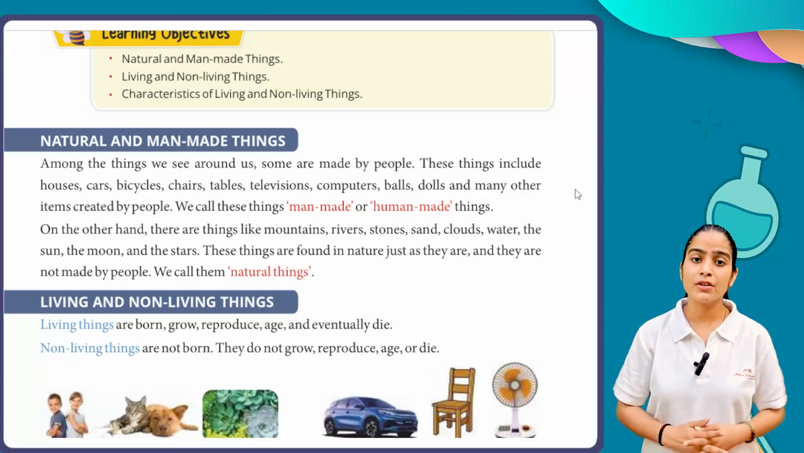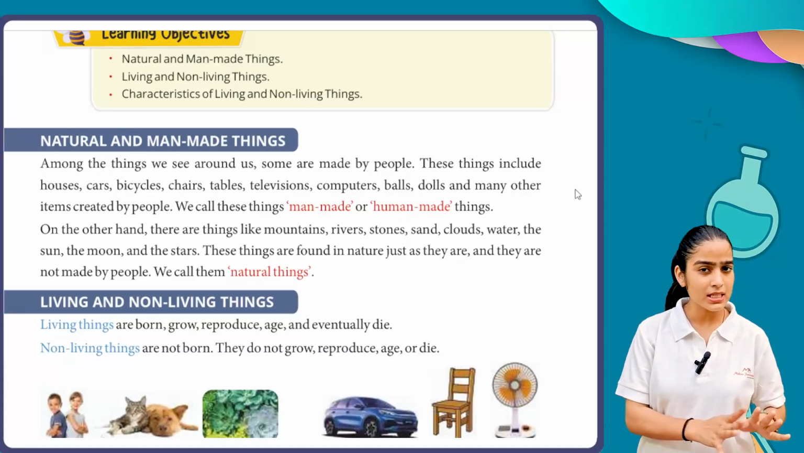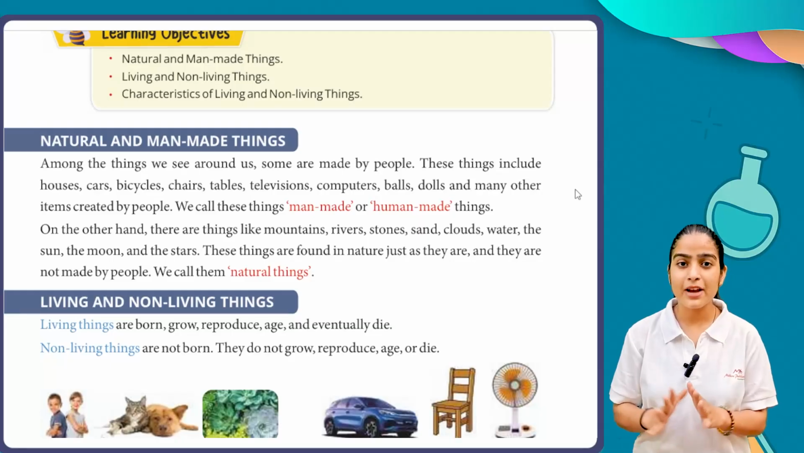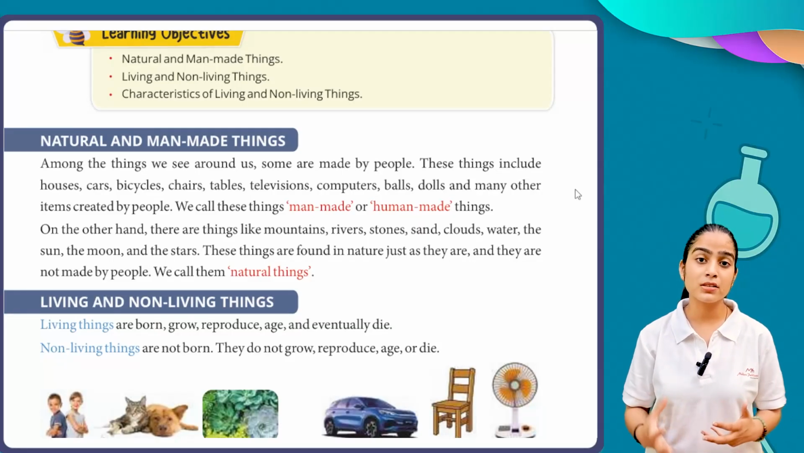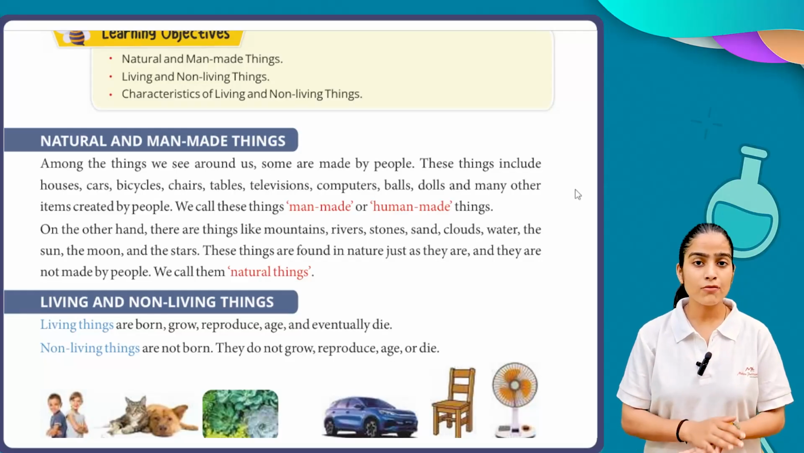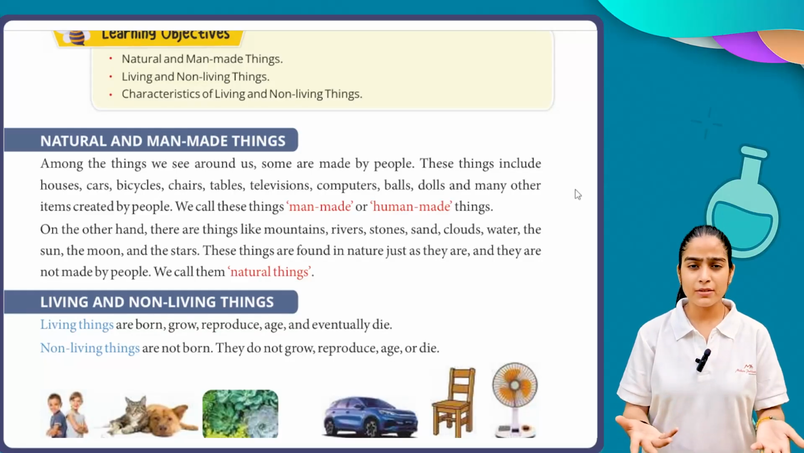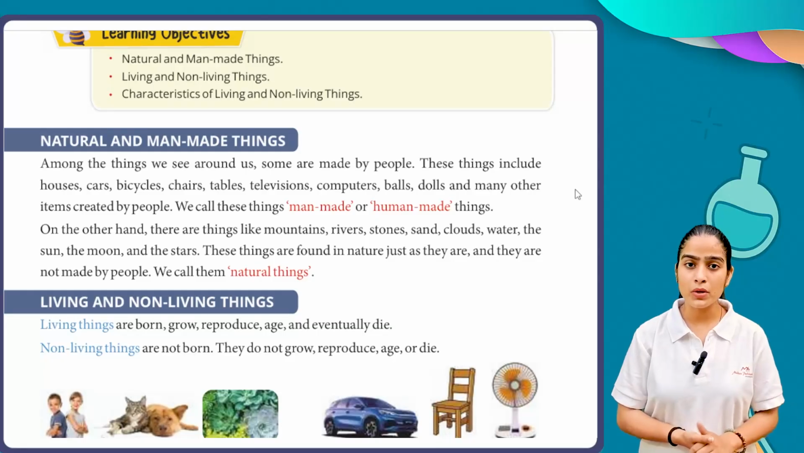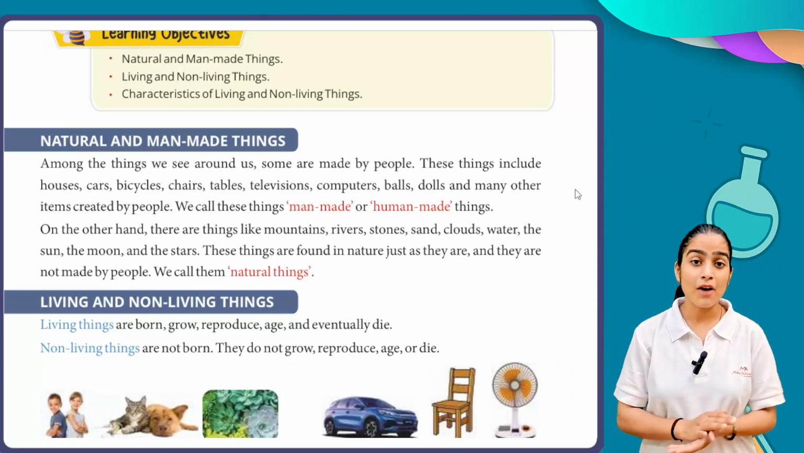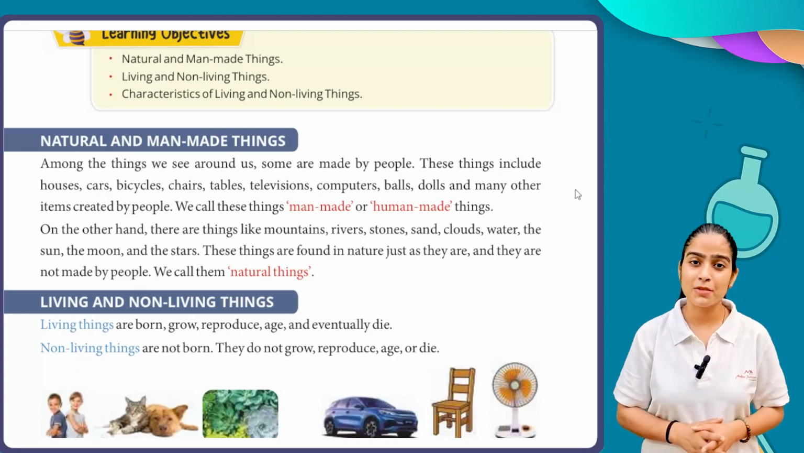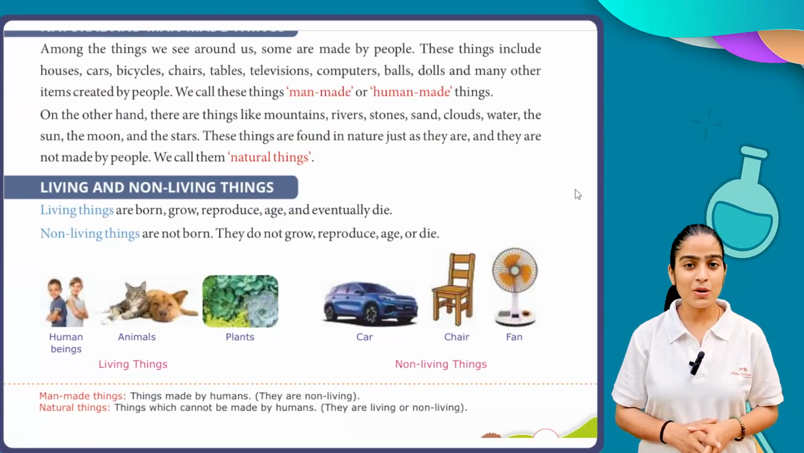So here we have a differentiation between natural things and man-made things. I hope, students, this is clear to you. Now, how do you clarify this concept in detail? You have to make a list of five things, looking at your surroundings, five for natural things and five for man-made things. After that, you can easily classify between natural and human-made things.